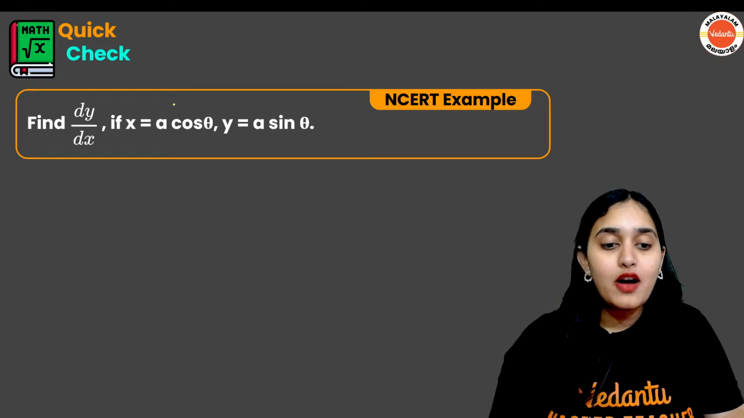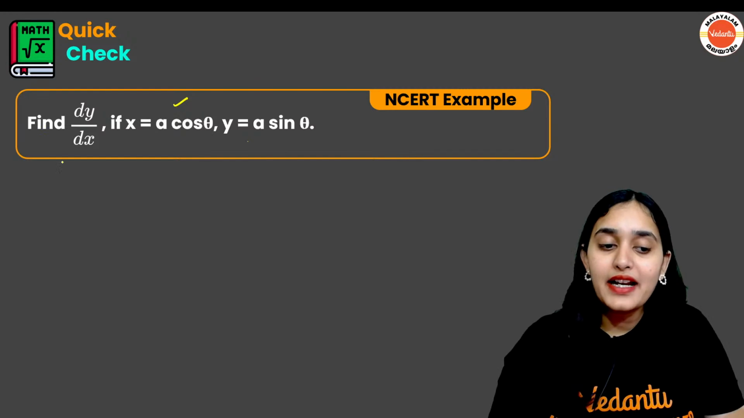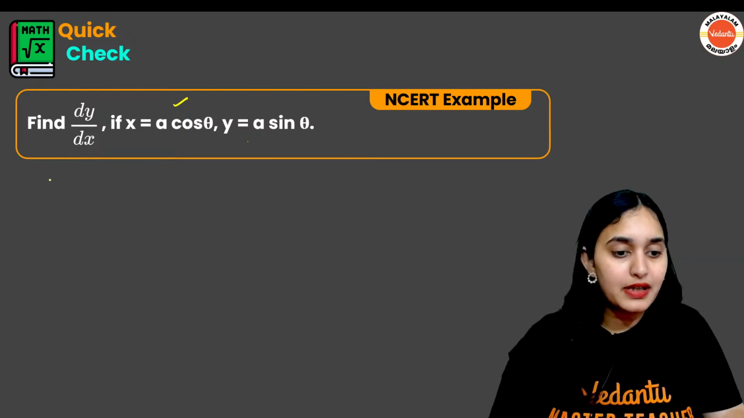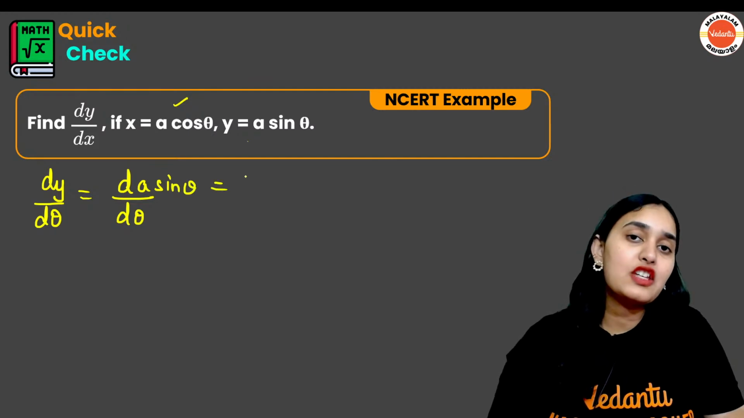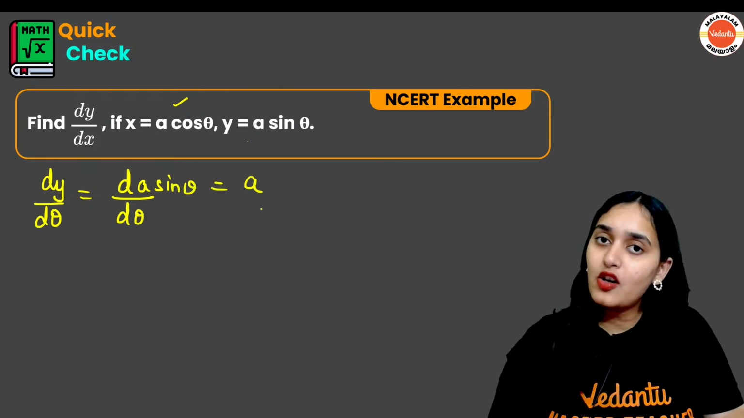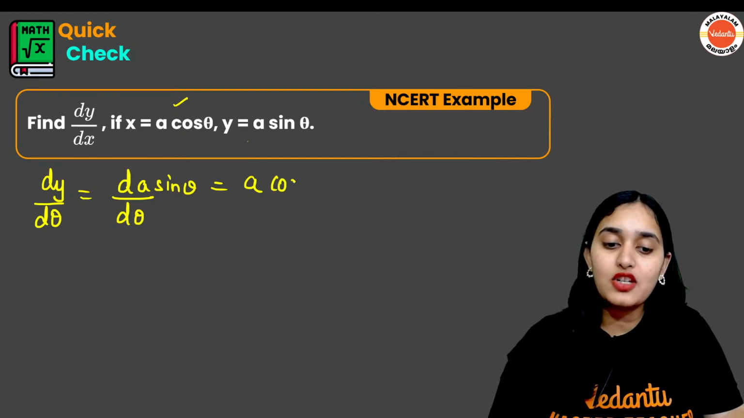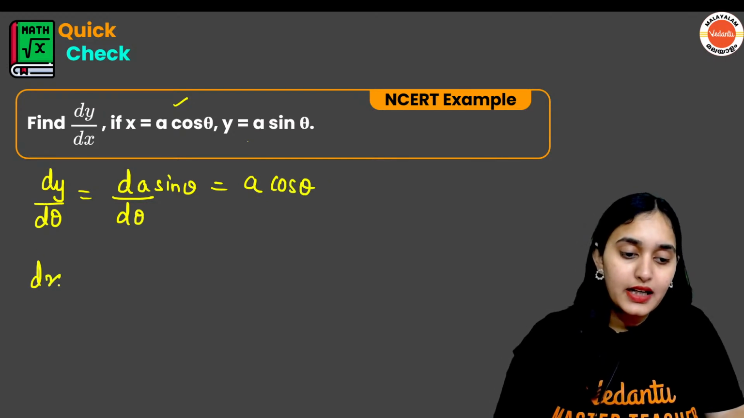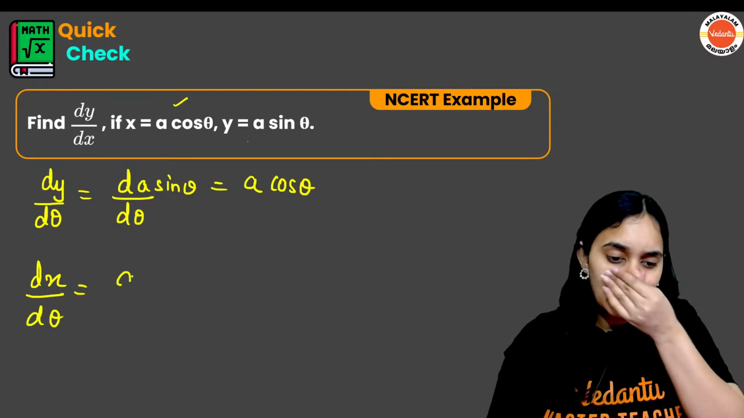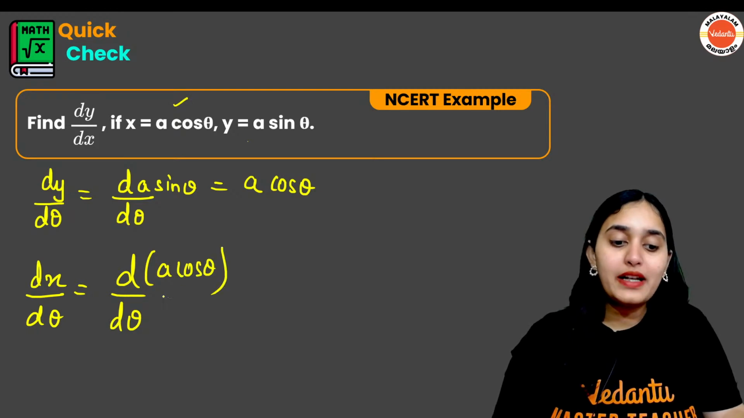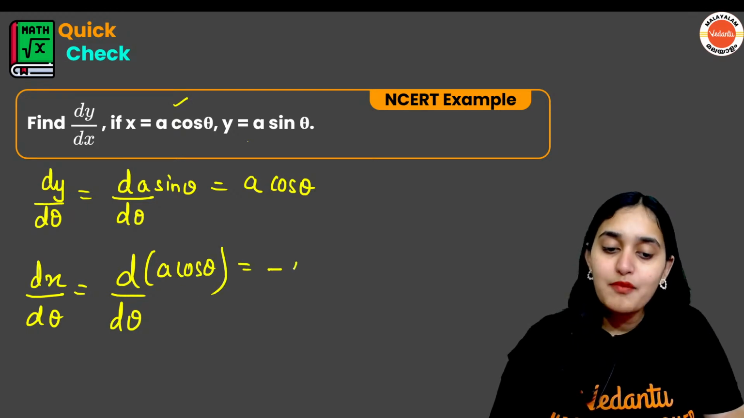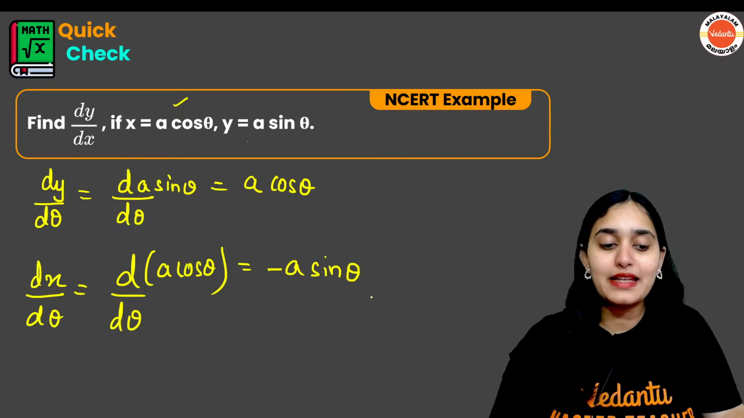If x is a cos theta, y is a sin theta, find dy by dx. Very simple. Dy by d theta is differentiation of a sin theta. What is the differentiation of a sin theta? A is a constant. Sin theta differentiation is cos theta. Similarly, dx by d theta is what? D by d theta of a cos theta. What is differentiation of cos theta? Minus sin theta. So it will be minus a sin theta.